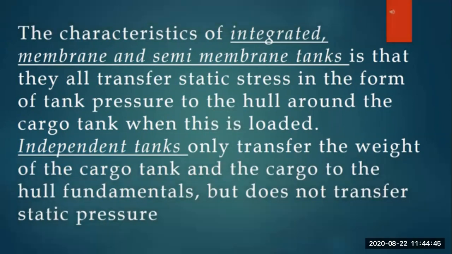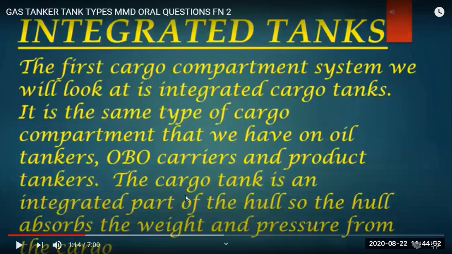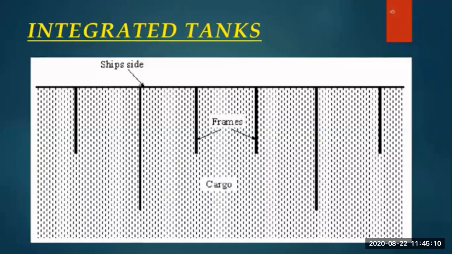Then the next thing is, what are integrated tanks? The first cargo compartment system which we have in oil tankers, OBO carriers or chemical tankers is the integrated tank. A normal tank which is connected to the hull. This type is not generally suitable for gas transportation, as we have seen, because we need either cooled cargo, pressurized cargo or semi-pressurized cargo.